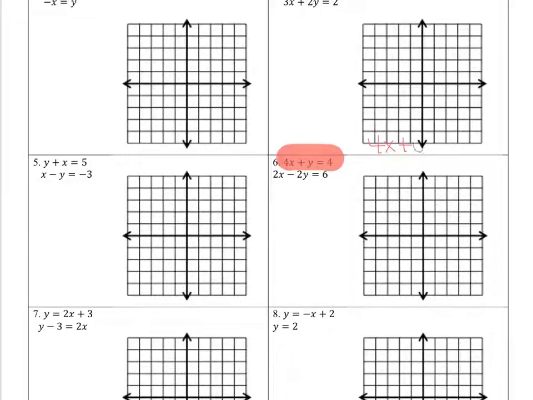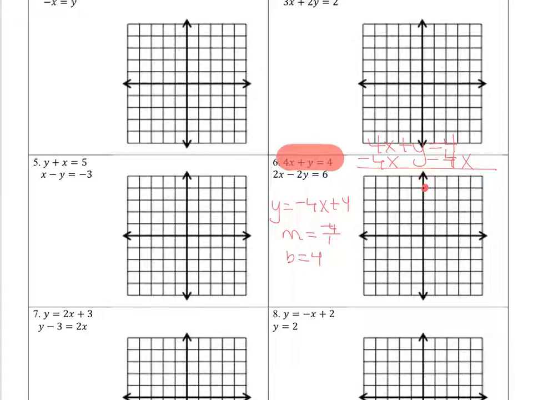4x plus y equals 4. I'm going to subtract 4x on both sides. So I have y equals negative 4x plus 4. So m equals negative 4 over 1. B equals 4. So 1, 2, 3, 4. 1, 2, and then go down 4 over 1.